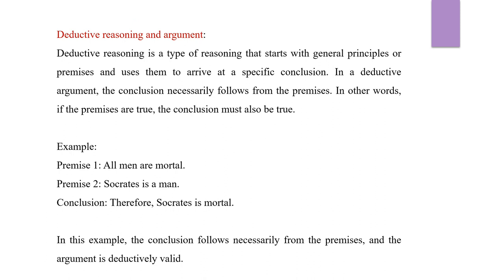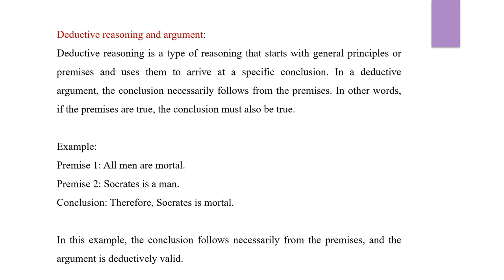Deductive reasoning and argument. Deductive reasoning is a type of reasoning that starts with general principles or premises and uses them to arrive at a specific conclusion. In a deductive argument, the conclusion necessarily follows from the premises. In other words, if the premises are true, the conclusion must also be true.